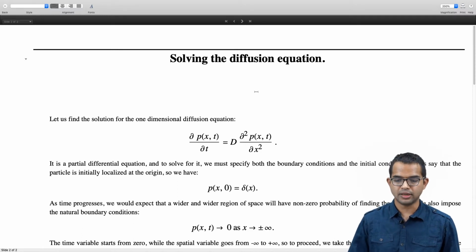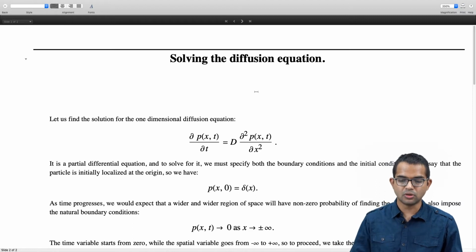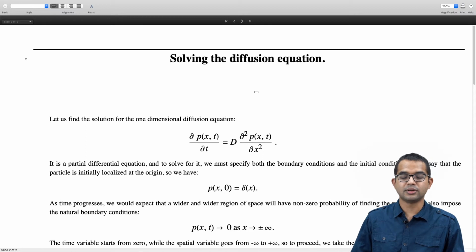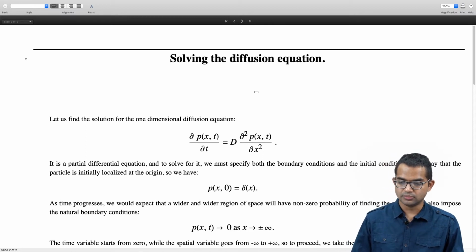We will come to that later on, but let's say that our particle is localized at the origin at time t equal to 0, right? So there is no chance for the particle to be found anywhere else at time t equal to 0. It's localized at the origin. We write this down as P of x comma 0 is equal to delta of x. So the probability density is just given by delta of x.